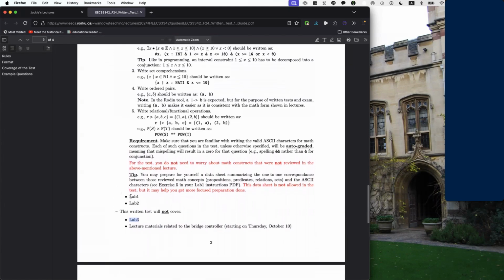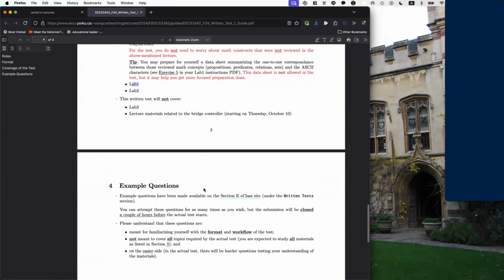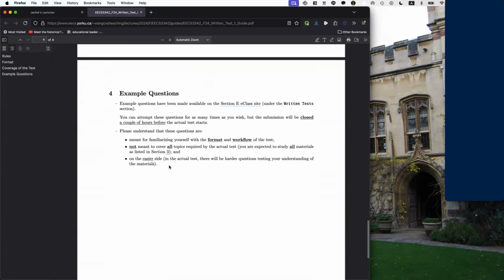And also, you have to make sure you understand the mathematical constructs, sets and relations, from lab 1 and lab 2, right? Lab 1 and lab 2, you already studied for the programming test, but now the focus will be more on the understanding of the mathematical constructs. For example, if I change the relation a bit, maybe from relation into function or from function to relation, what should be the consequence, right? So those will be testing your understanding. And the example questions are already on eClass. I posted them Monday last week.